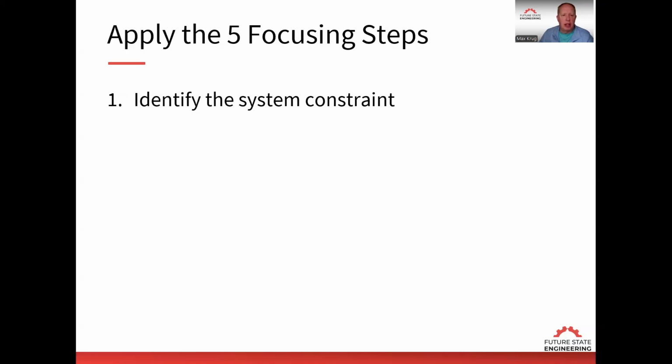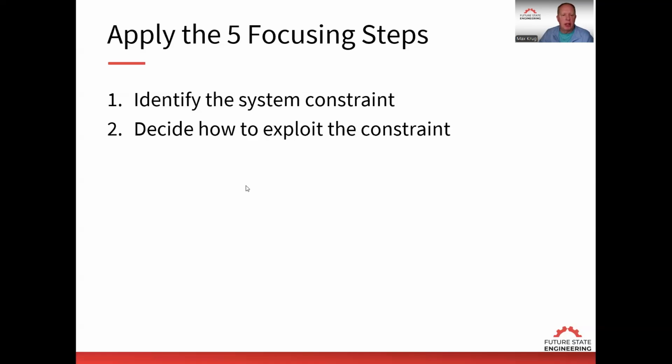But step 1 is identifying the system constraint. So now that we're stable, we should be able to know where the system constraint is. And then once we do that, what are the next steps? So the next step after identifying the system constraint is deciding how to exploit the constraint. So how can we get more out of that resource? And next session, we're going to talk about all the tools and techniques that we can use to get more out of the constraint resource and utilizing its capacity to the full potential.